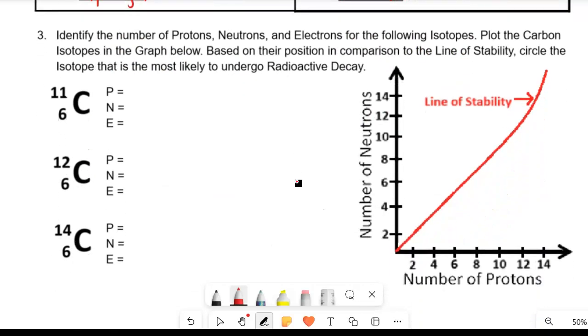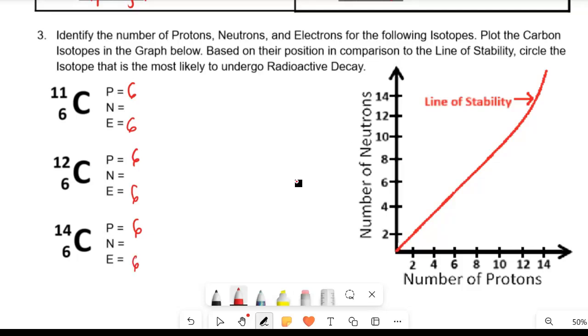Now let's look at these three isotopes for carbon, and let's determine how many protons, neutrons, and electrons are in each of the isotopes. Since all three of these are carbon, and they all have an atomic number of 6, that means protons for all three of them would be 6 protons. And since we don't see a charge, we're going to assume that it's neutral. That means that there's also going to be 6 electrons.